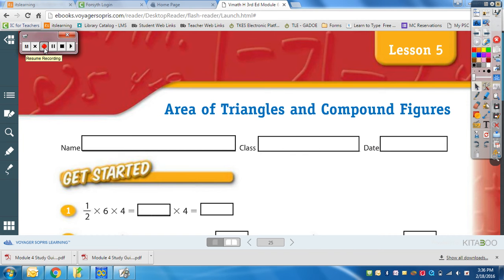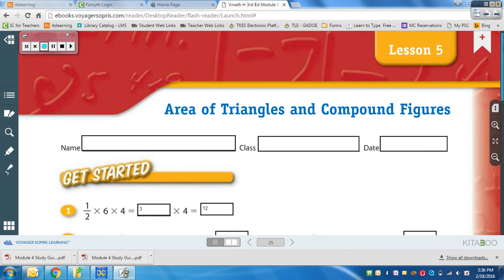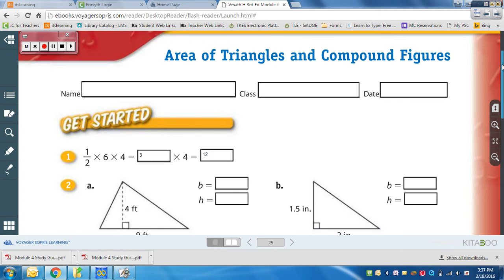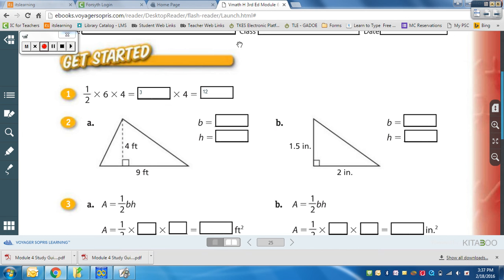To multiply three or more numbers, multiply two numbers at a time. What is 1/2 times 6? 1/2 times 6 is 3. What is 3 times 4? 3 times 4 is 12. So you get the idea. You take 1/2 times the first number, so 1/2 times 6 was 3, and then 3 times the third number, which was 4. 3 times 4 is 12.